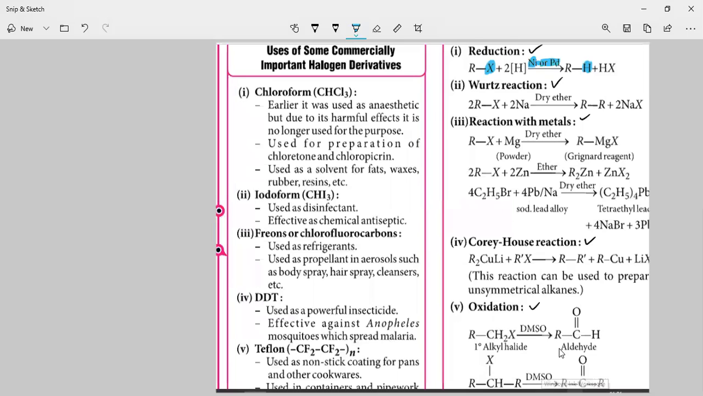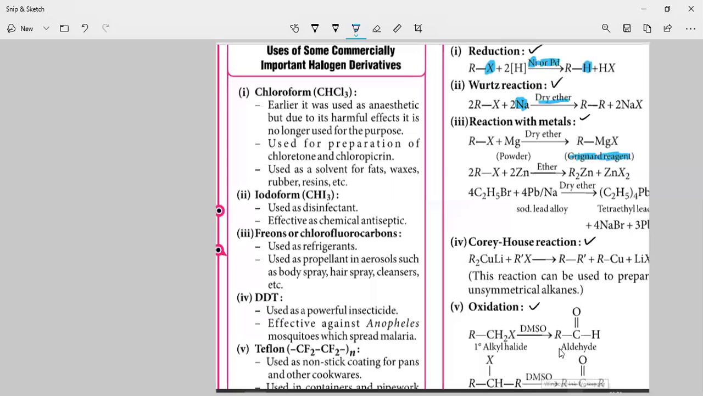In Wurtz reaction, we are treating with sodium metal in the presence of dry ether. Thereby you are going to get alkane. Reaction with metals: alkyl halide reacts with magnesium in the presence of dry ether, and you are going to get Grignard reagent. Magnesium is directly added to the alkyl halide in the presence of dry ether, and thereby you get the Grignard reagent.